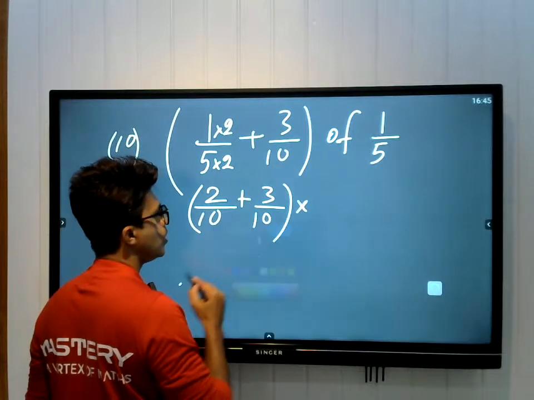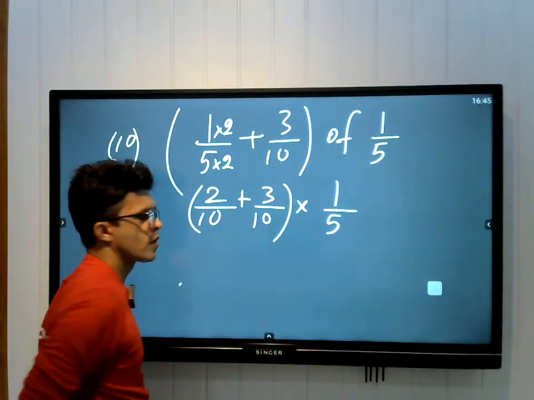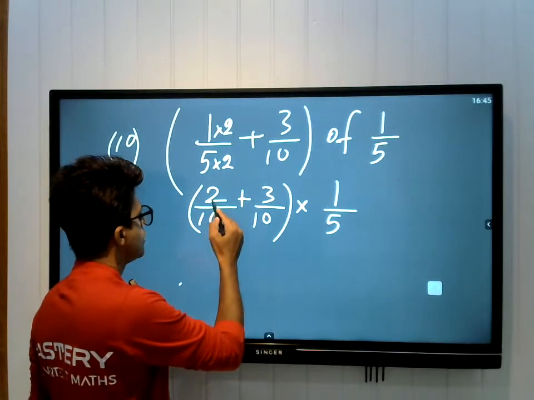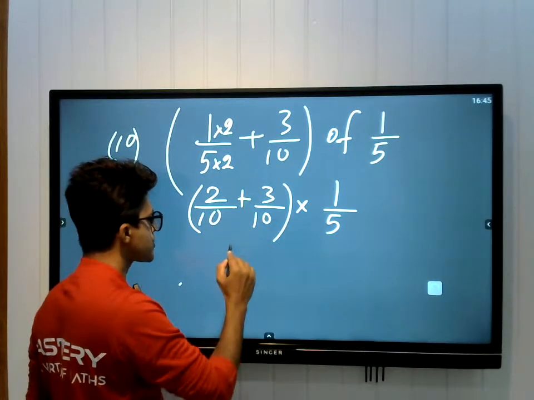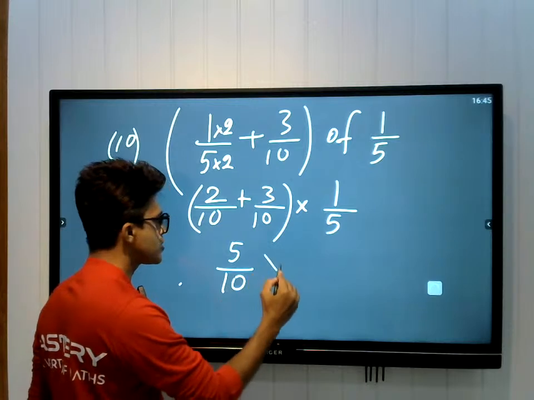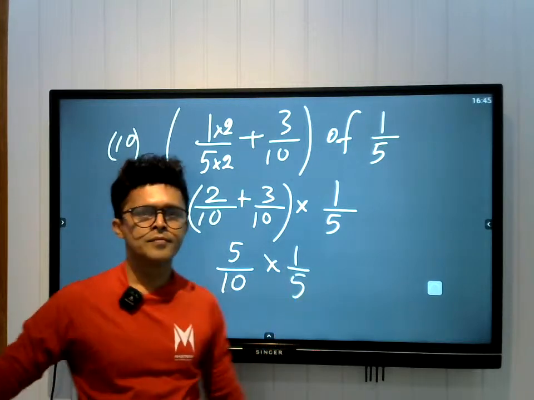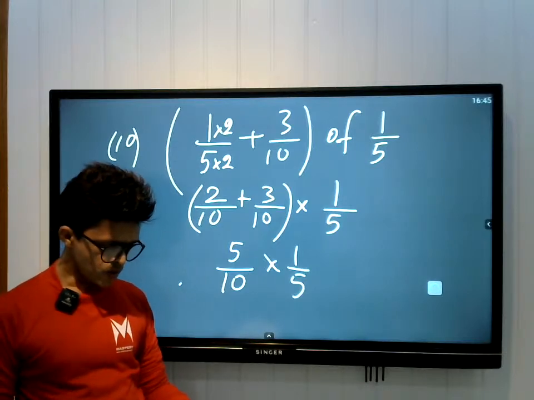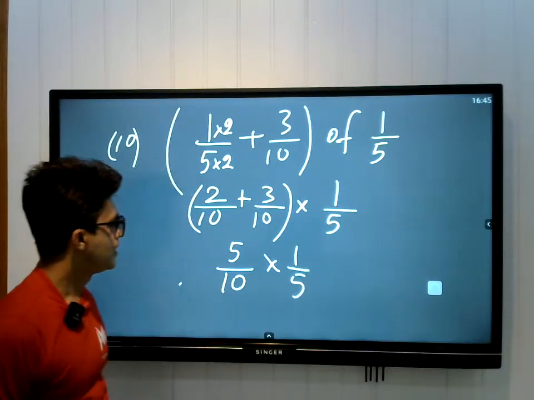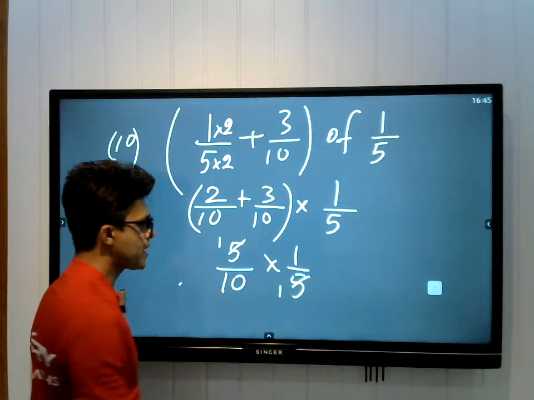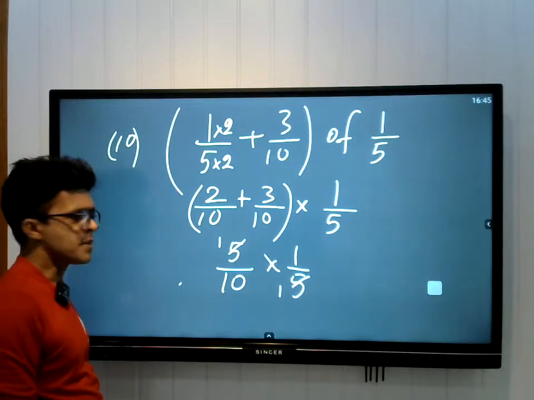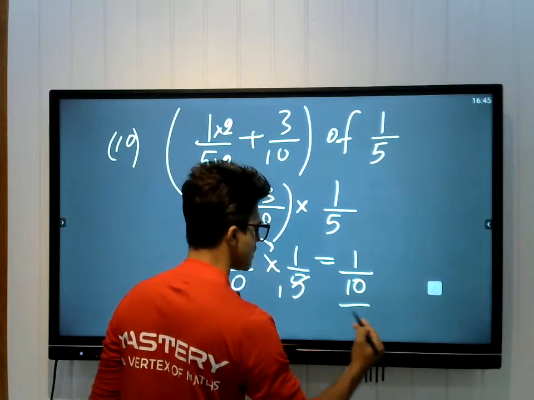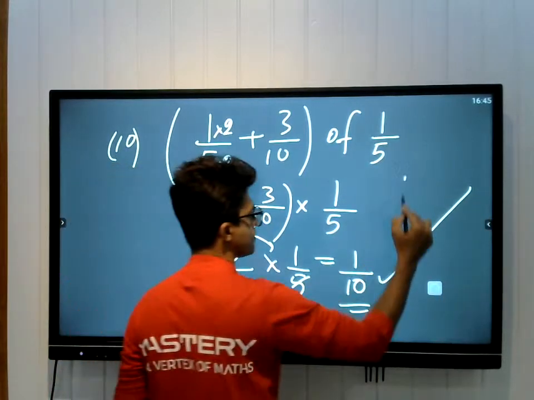Into 1 over 5. Now 2 over 10 plus 3 over 10: 2 plus 3 is 5. 5 over 10 into 1 over 5. This 5 and this 5 can be cancelled out. Then the answer is 1 into 1 is 1, then 10 into 1 is 10. This is the answer.